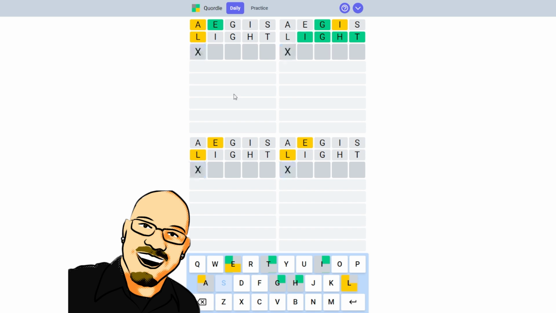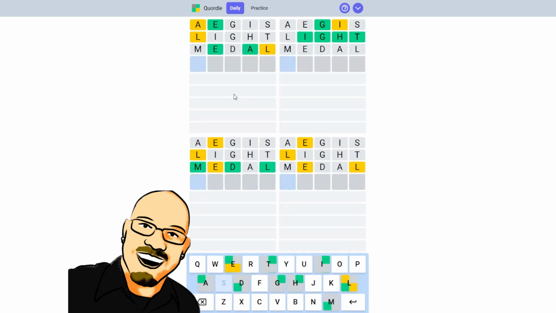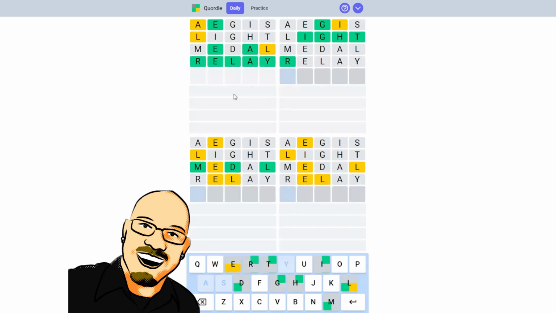Or should we do something like E blank AL instead? Like the word metal. Okay, looks like that L goes in the middle. How about the word relay? Okay, great.